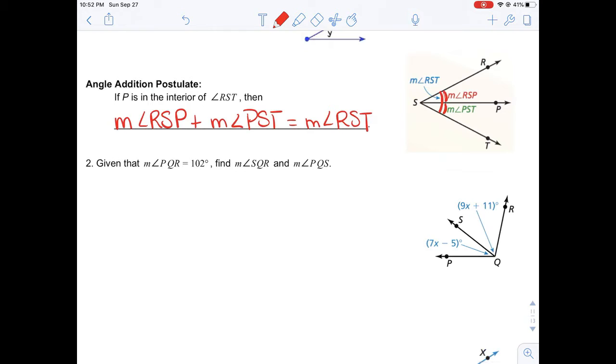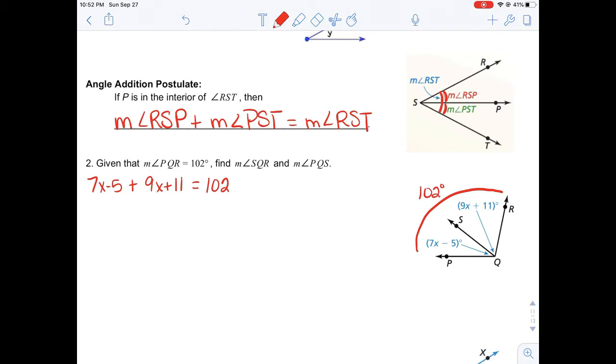Here in our example, it says that we know the whole angle PQR has a measure of 102 degrees. Our job is to find the measure of each individual piece. So to start that process, I have to find the value of x. If our rule is part plus part equals whole, that's exactly how I'll set my equation up. 7x minus 5, that's part 1, plus 9x plus 11, that's part 2, equals whole. We know the whole thing equals 102 degrees.